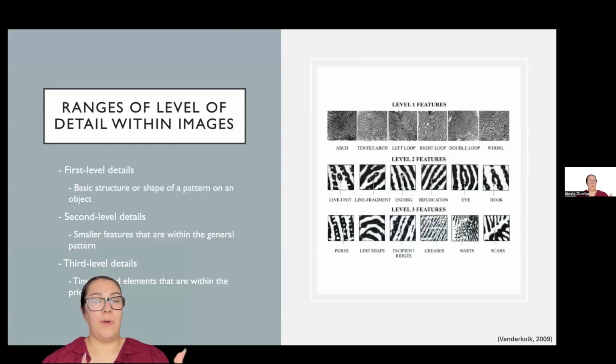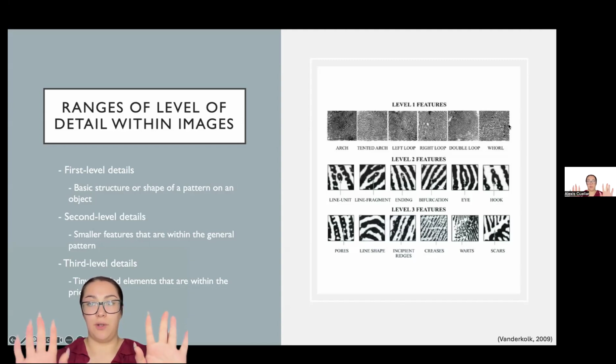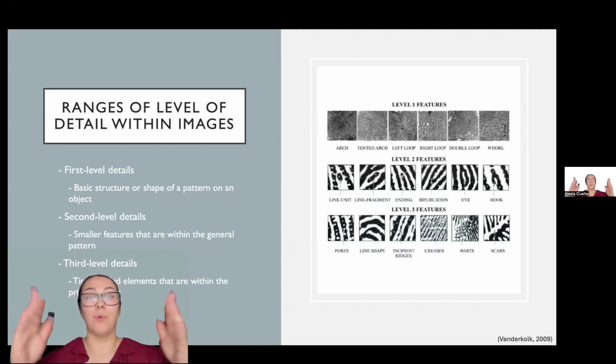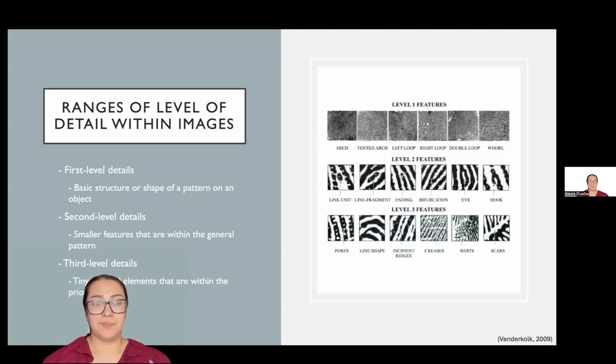So we are able to see these different marks and patterns through different levels of detail within images. So the first level of detail shows the basic structure of the shape of the object. So right here, using fingerprints, we're able to see the arches, the loops, and the whorls of the fingerprints.